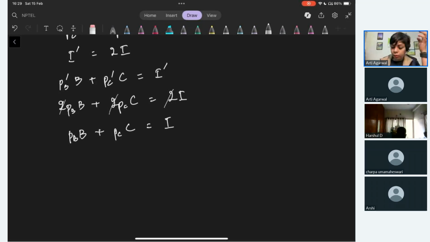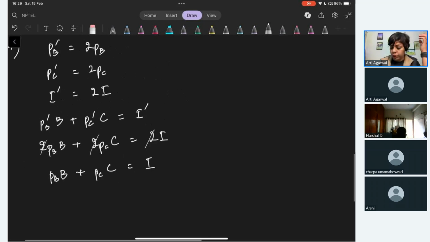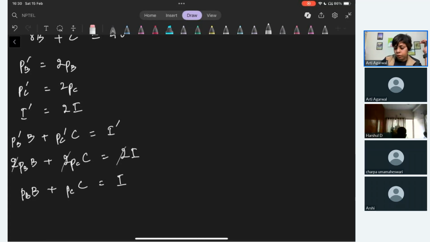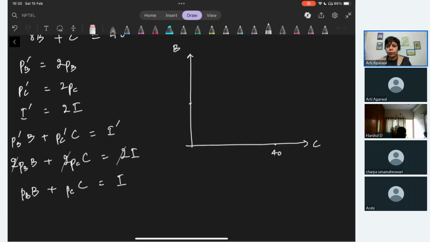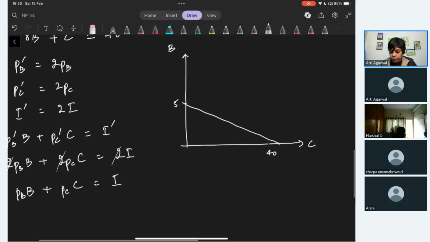We are back to the same equation. Now let's draw this and see what else can happen if we change only the prices or only the income. Suppose I draw this diagram here. We're taking C on the x-axis, right? This is 40 and this is 5. Please remember my diagrams are not exactly to scale because that's pretty difficult to do. So this is your original diagram. C intercept is 40, right?